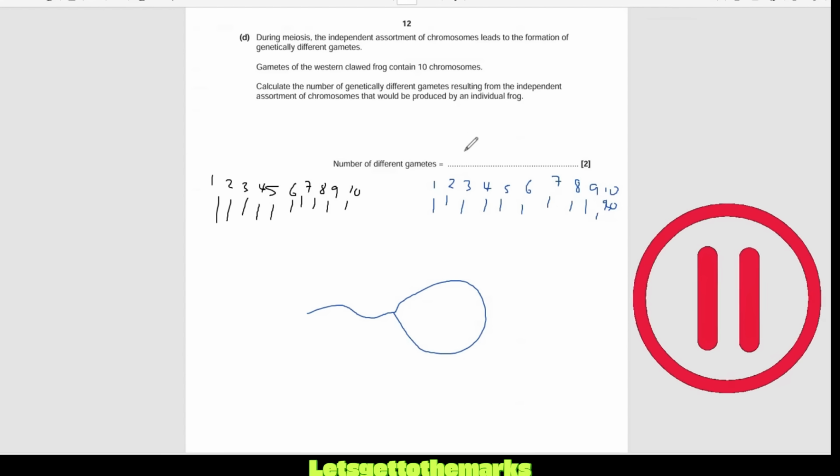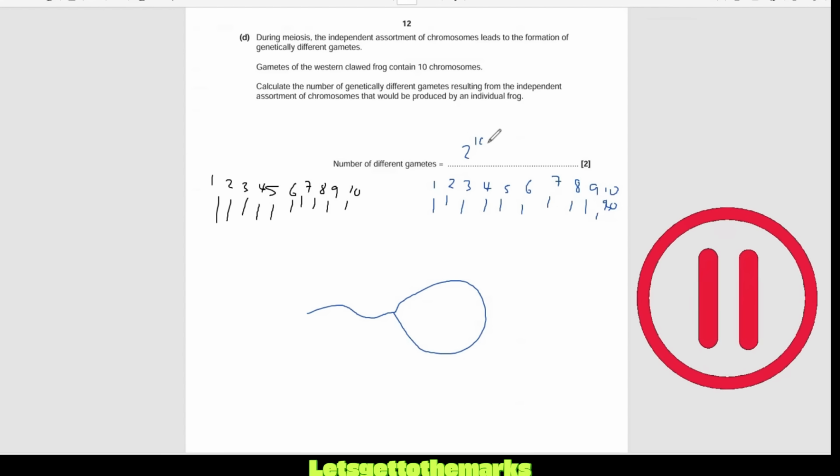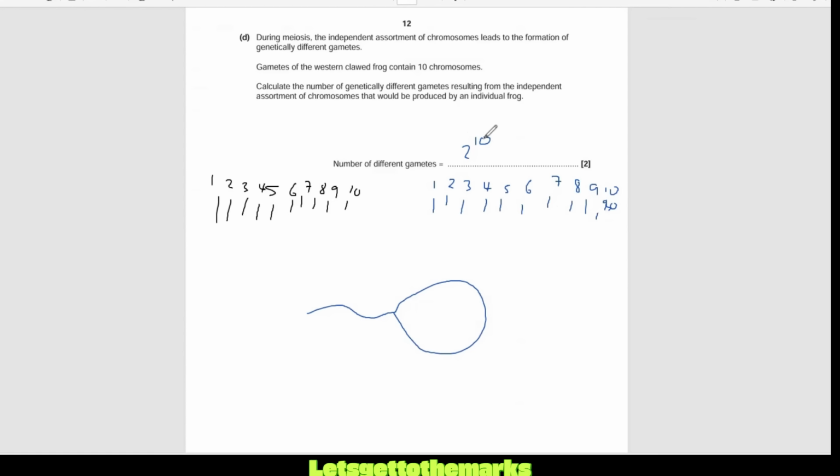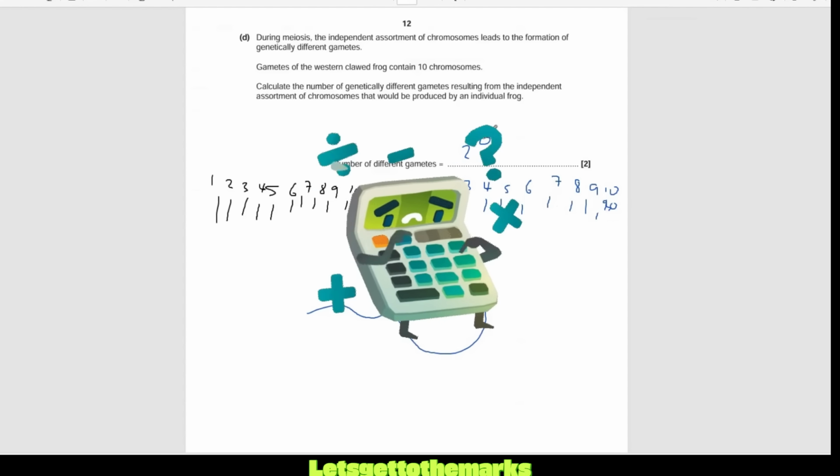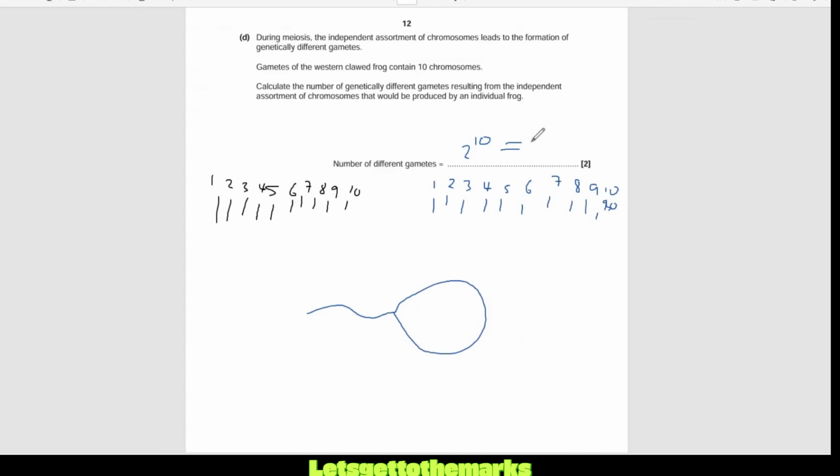Okay, so we're looking at 2 to the power of 10. What does that equal? Let's smash that in the calcs. So let's go. Oh my gosh. It's 1,000. Oh, I've done it. 1,024. That took me a long time.